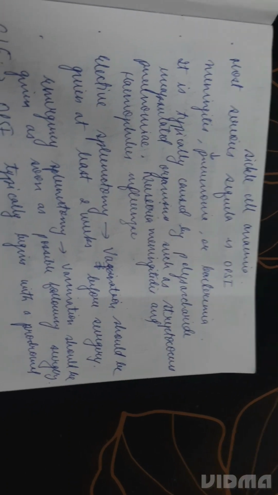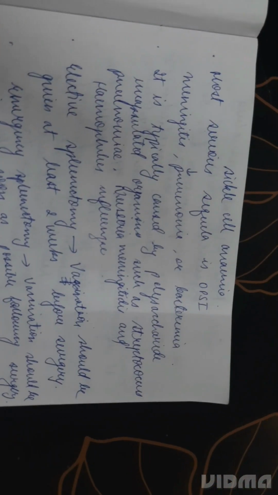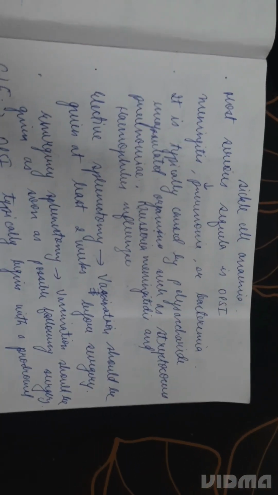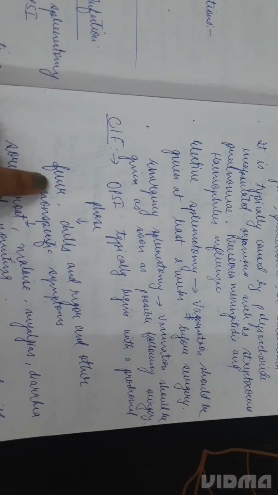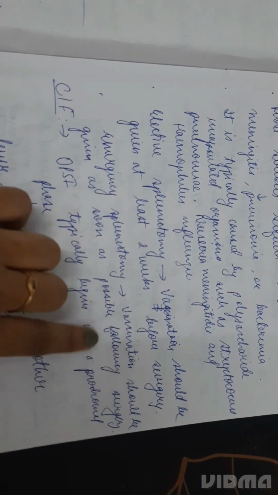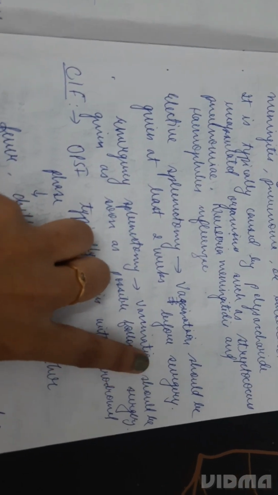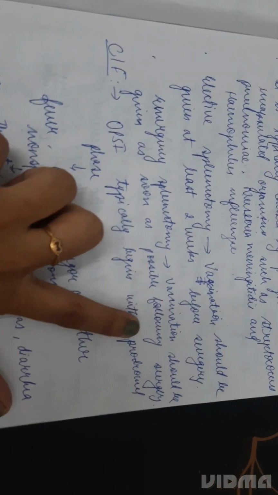That's why after splenectomy, for prevention of OPSI, vaccines are given to protect the patient from developing OPSI. In case of elective splenectomy, vaccination should be given at least 2 weeks before surgery, and in case of emergency splenectomy, vaccination should be given as soon as possible following surgery.